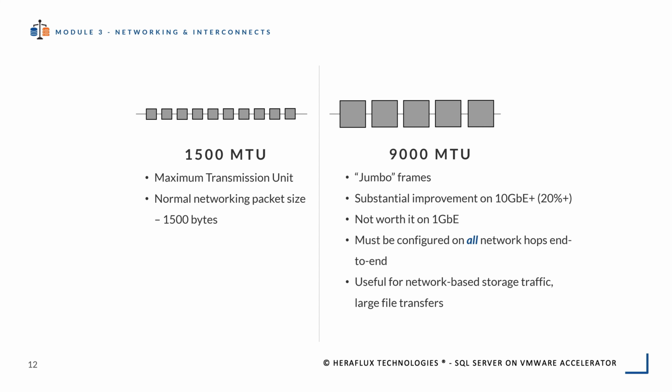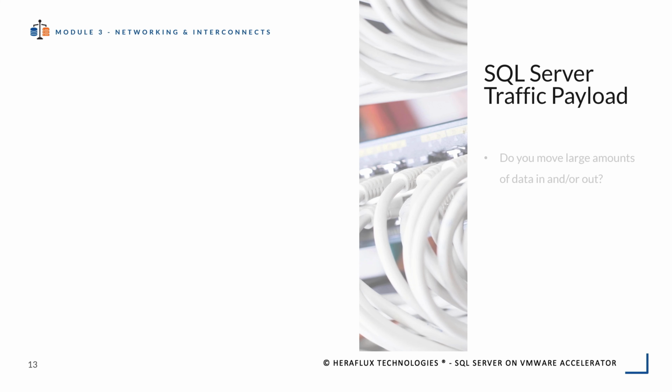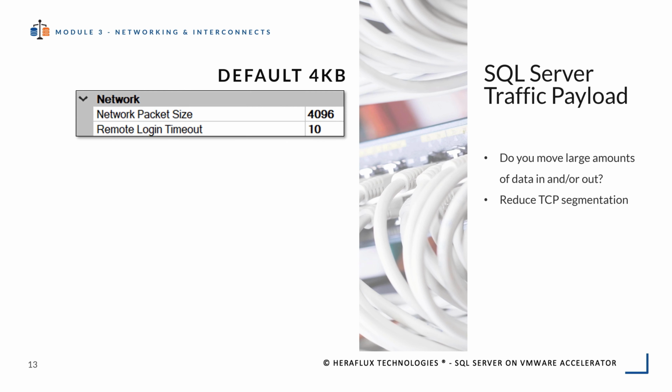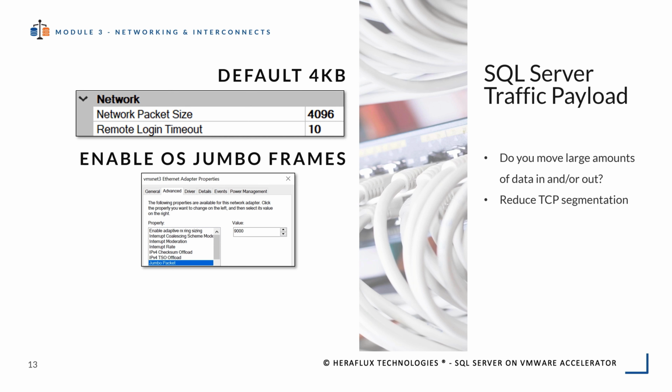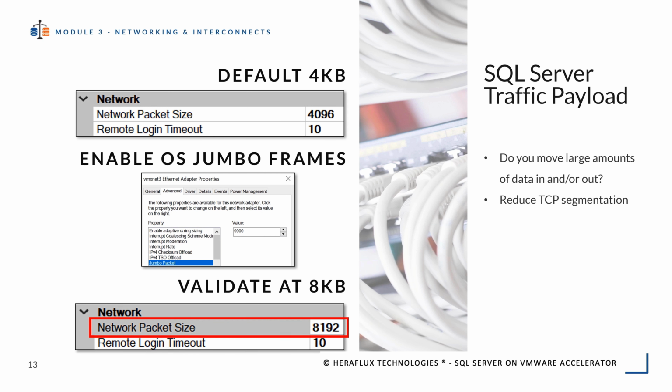We'll talk more about this once we hit the operating system level. Just so you know, SQL Server's default data payload is actually larger than the one regular-sized packet. The default networking packet size for SQL Server is 4 kilobytes. That means that you're sending 3 regular MTU packets for every bit of SQL Server communication. If you find that jumbo frames would help you, you enable jumbo frames inside your operating system, and then you can change your payload size inside SQL Server to 8 kilobytes. This will comfortably fit one payload inside one networking frame.